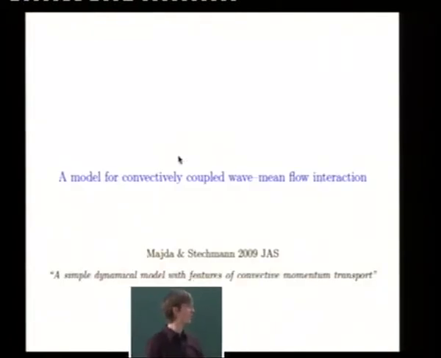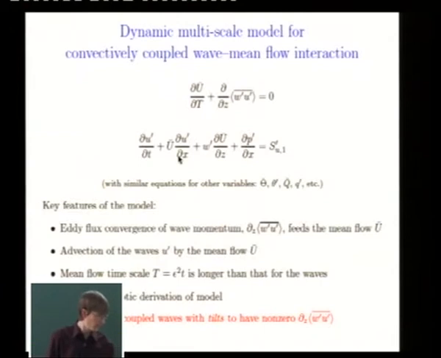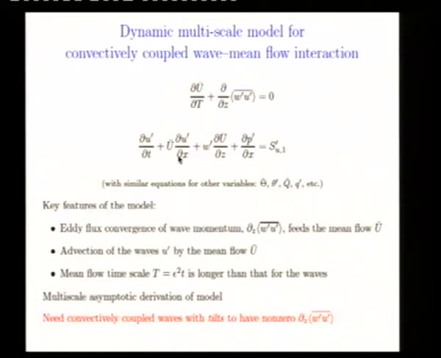Okay, so this work is basically going to be a model for convectively coupled wave mean flow interaction. And this was published in JAS in 2009. Okay, so this is the basics of the model, illustrated here using just the momentum equations. There's the full set of variables, momentum, temperature, and all that. But I'm just going to illustrate it with the momentum variable.